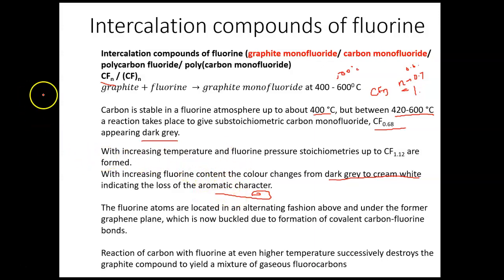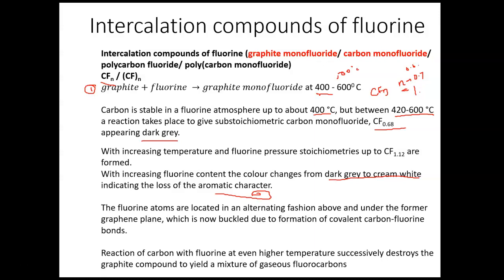So you should remember how you can simply synthesize it: you just have to keep graphite powder in a fluorine atmosphere above a temperature of 400 degrees Celsius. Only above 400 degrees Celsius will the graphite be reactive and react with fluorine to form graphite monofluoride or carbon monofluoride. But there is one condition: if we increase the temperature above 600 degrees Celsius or about 800 degrees Celsius, there is a possibility of degradation of this compound to the corresponding fluorocarbons.